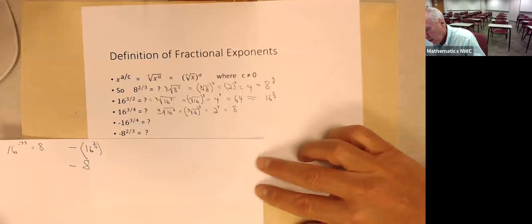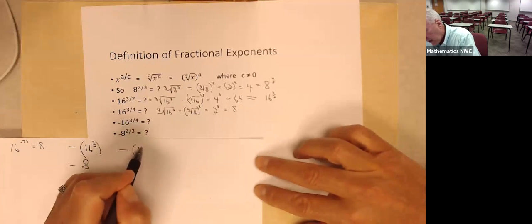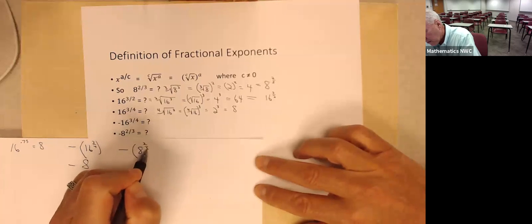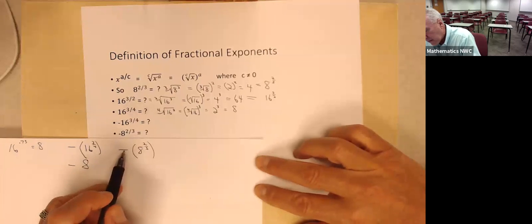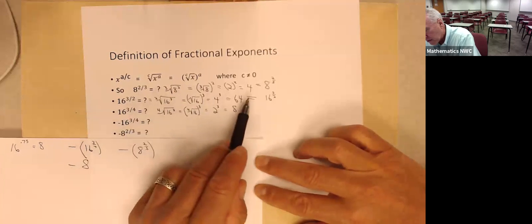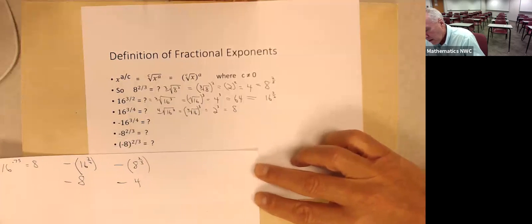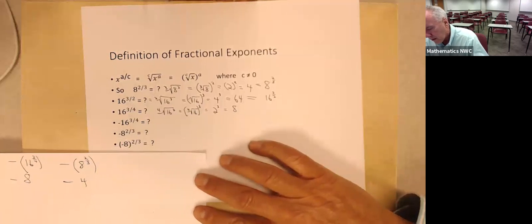This one also has the negative out front. So it's really 8 to the 2/3, the negative out front. We found what's in parentheses, 8 to the 2/3, to be 4. So this would be a -4. Notice how that's different than this one.